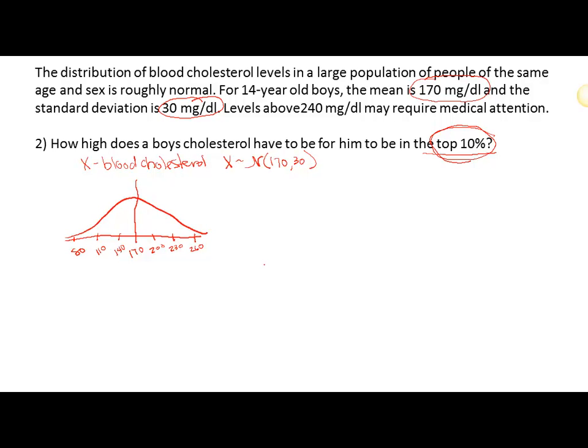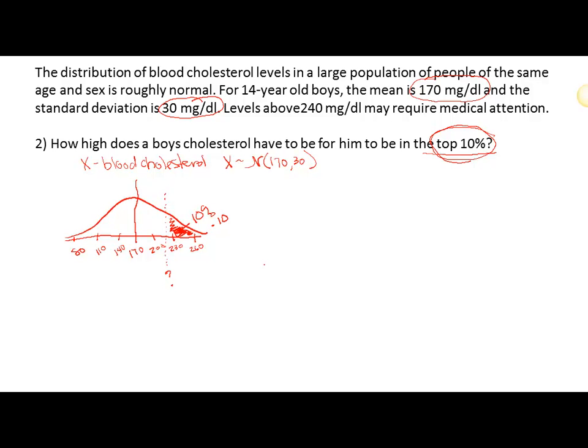Okay, so in this problem, they don't give us an X value, so I'm just going to write a dotted line, because I don't know exactly what value of X that is. That's what I'm trying to find. But above that line, I do know that the area is 10%, or in decimal form, an area of 0.10.